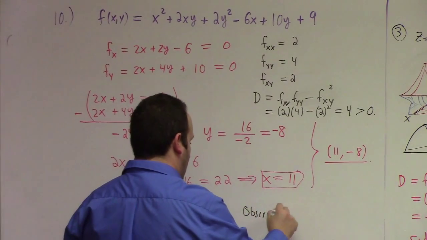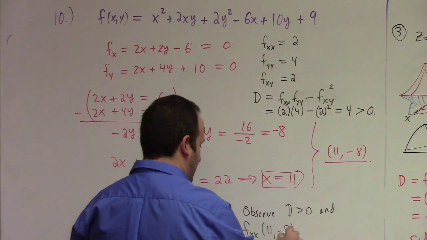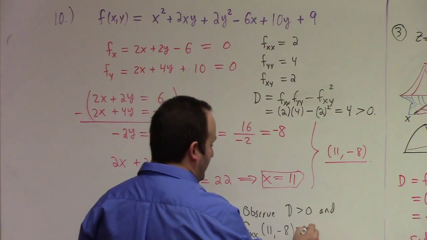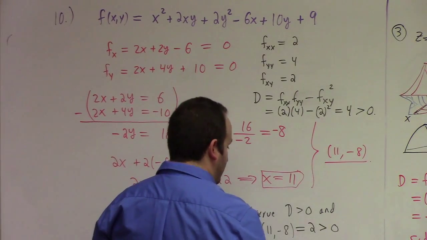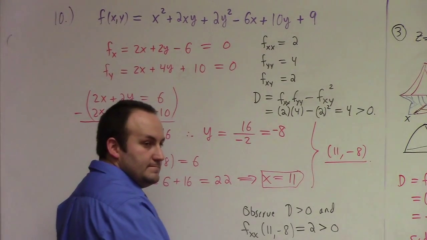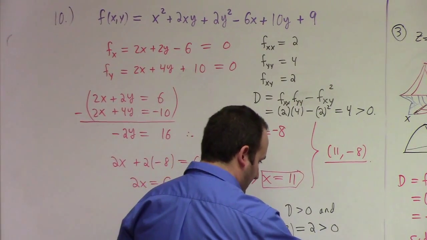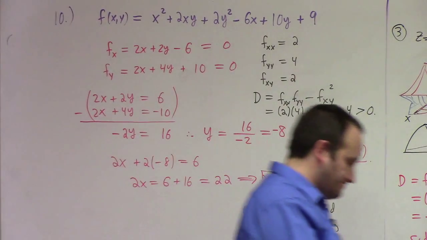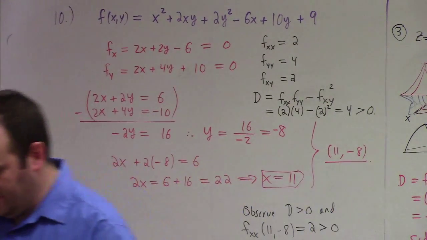Observe D is greater than 0, and fxx at the point 11 comma minus 8 is equal to the same thing it's equal to everywhere, which is 2, which is greater than 0. Therefore, 11 comma minus 8 is a what? Minimum. Very good. This is the end.